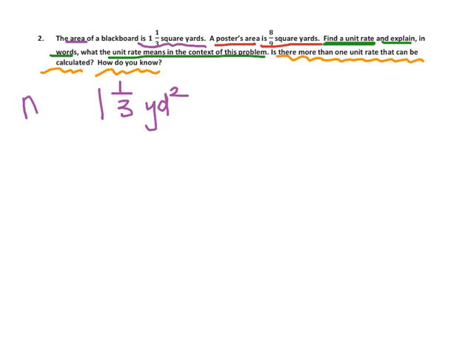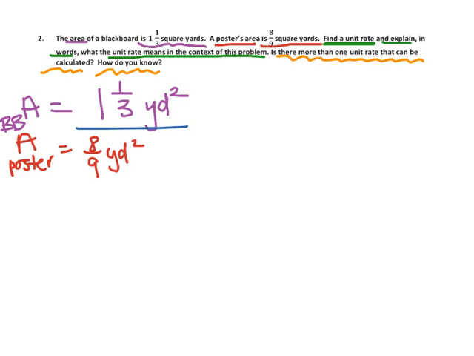And then I'm going to write the area of the poster, which was 8/9 yards squared, or square yards. And this one up here again was, we'll do BB for blackboard. I'm going to take the blackboard and divide it by the area of the poster. As I do this, I'm going to find the unit rate, or how much bigger the area of the blackboard is to the poster.